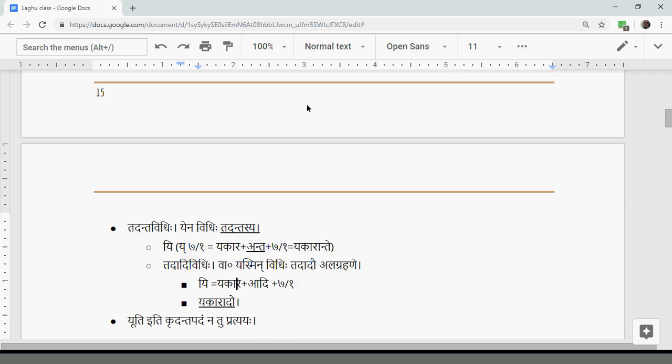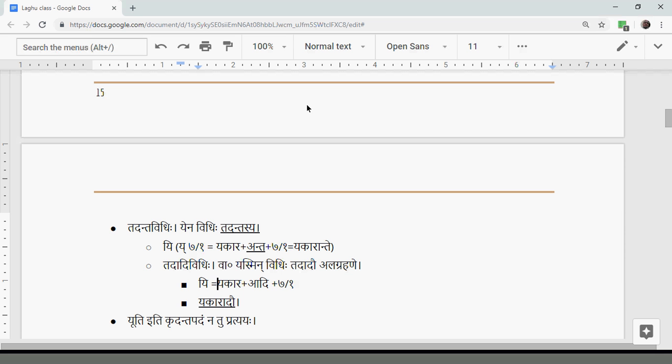We saw tadanta vidhi and tadadi vidhi. Here tadadi vidhi is used. So ye is equal to yakaradau. Yakaradi, ya will be this ya pratyaya. Yakara is not the pratyaya. In the sutra, the seventh case of yakara is used as ye, like marut becomes maruti. Similarly, yakara will become ye.